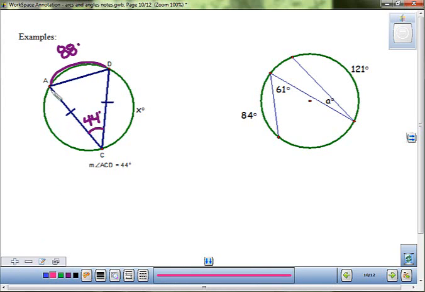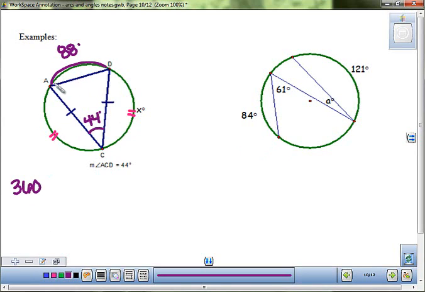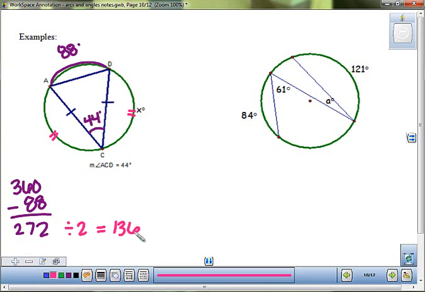You have to remember your chord properties that say two congruent chords, that's what those tick marks mean, create two congruent arcs. So if a full circle is 360 and the arc AD uses up 88 of those degrees, that leaves us with 272. And then you have to divide it evenly between the two remaining arcs. And when you do that, you get 136.